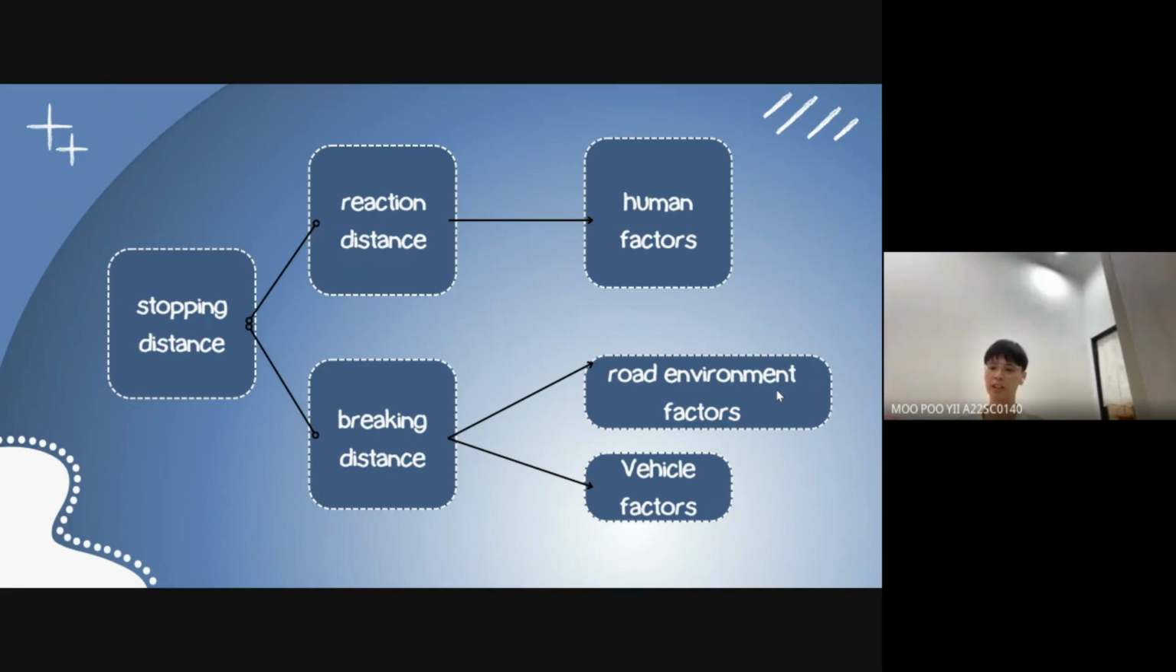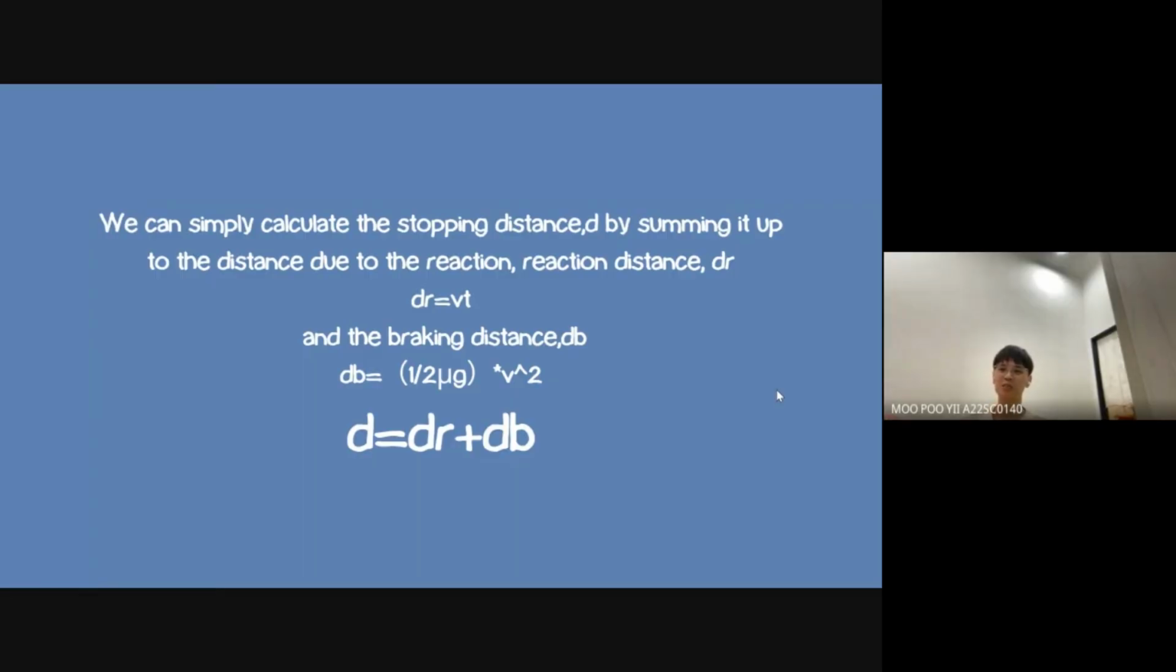The reaction distance depends completely on human factors, like how fast you drive or whether you pay attention while driving. The braking distance can be caused by environmental factors, like a rainy day or the road material, or by vehicle factors, like the brake condition and the tire surface condition. So to calculate the stopping distance, we can simply sum the reaction distance and the braking distance.